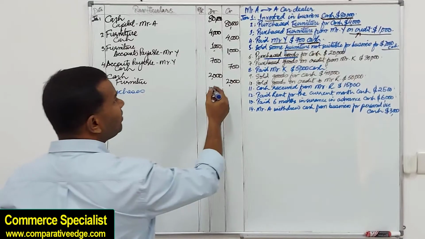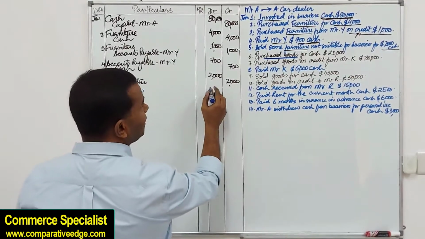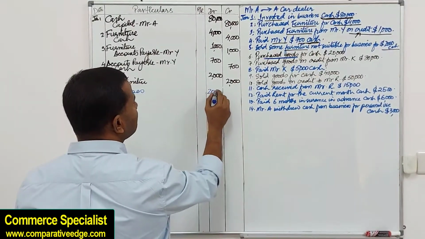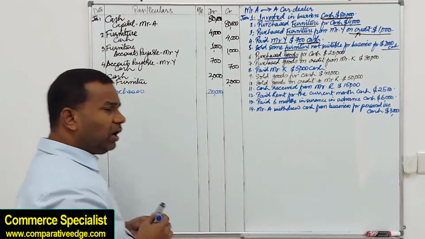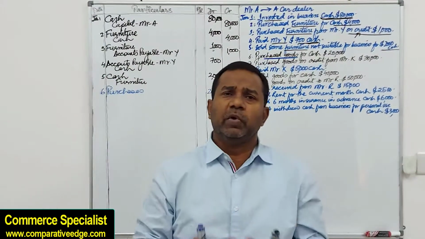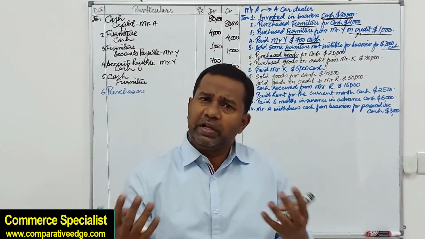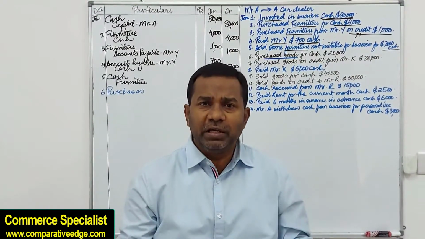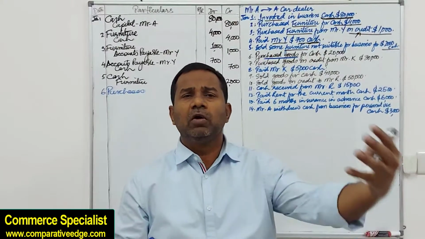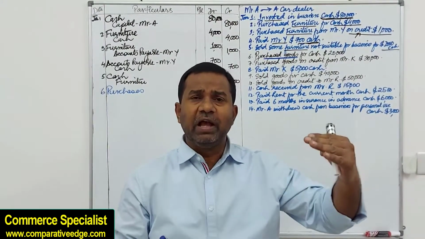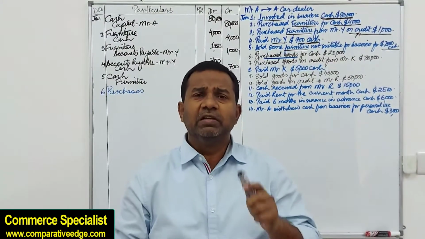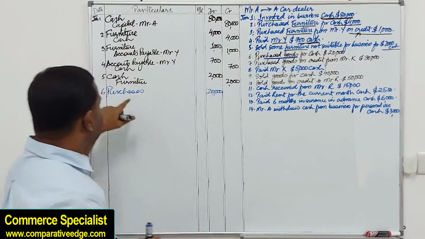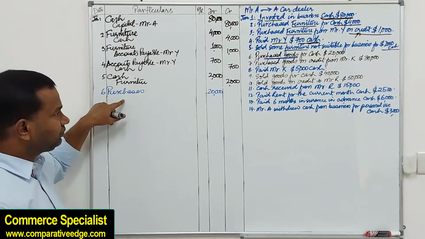And why am I debiting? Because it increases our cost. Purchase goods for 20,000. Now why cost? Let's say I purchased a car for 20,000. What is my cost? 20,000. If I buy one more car for 20, my cost will be 40. So the more you buy your goods, your cost goes up. And as per the rules of debit and credit, increase in cost is a debit. That's why I debited purchases here.